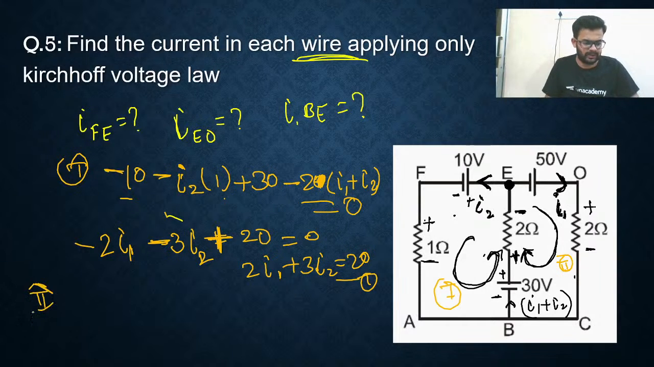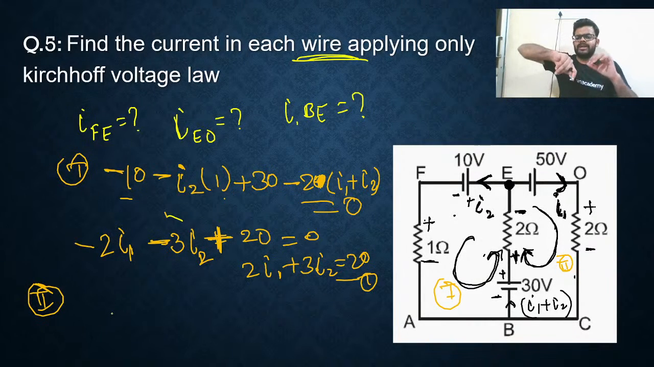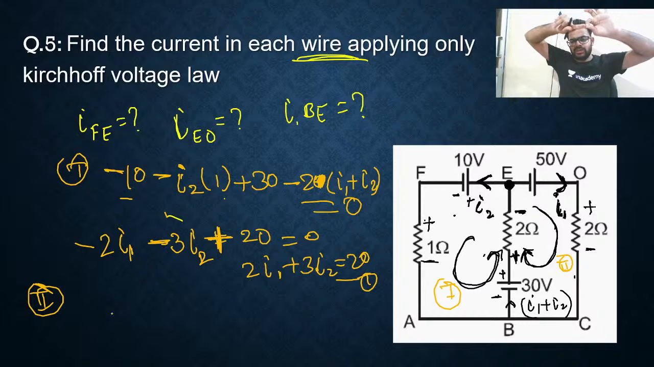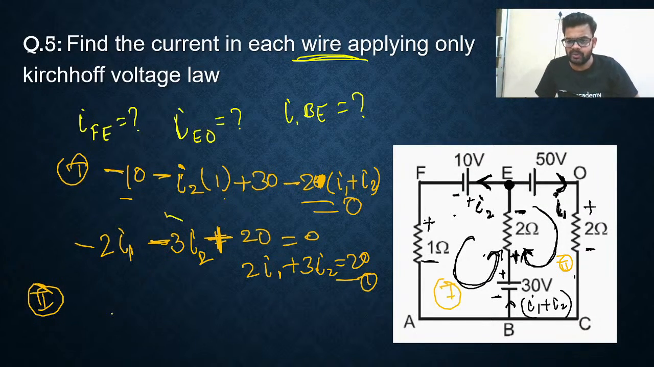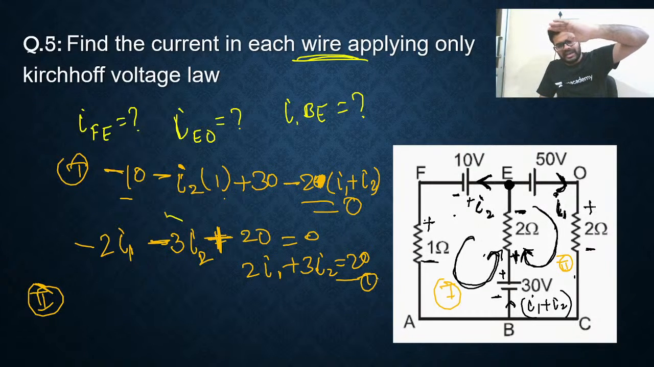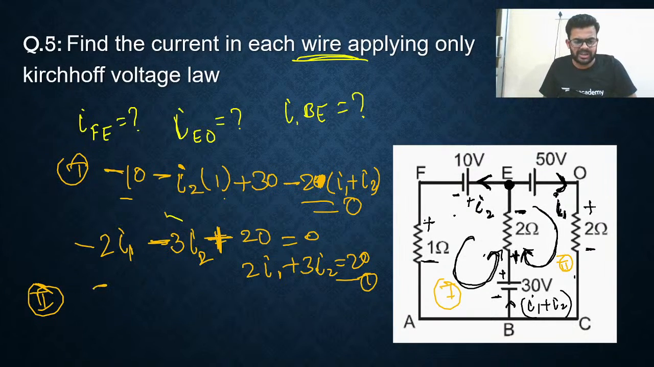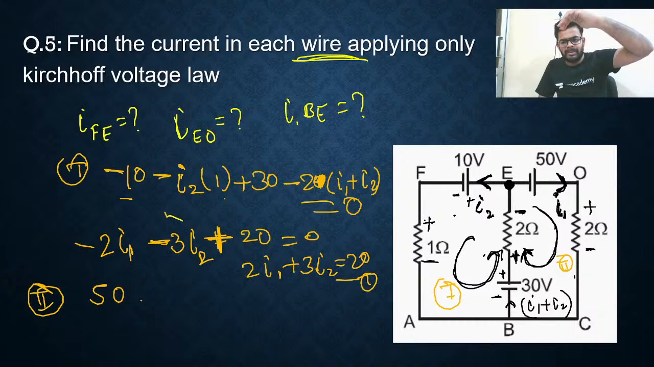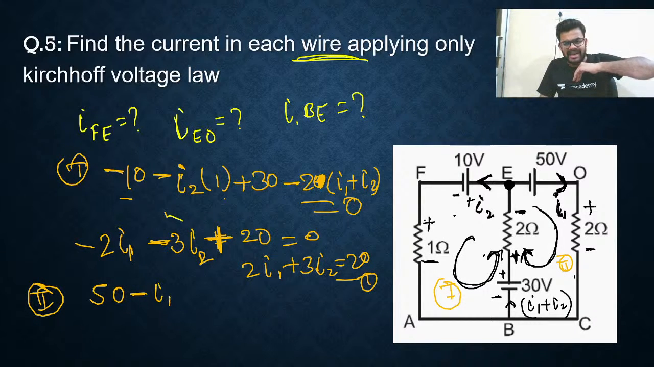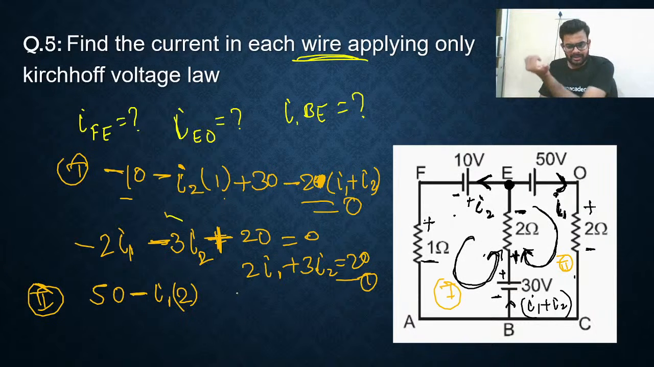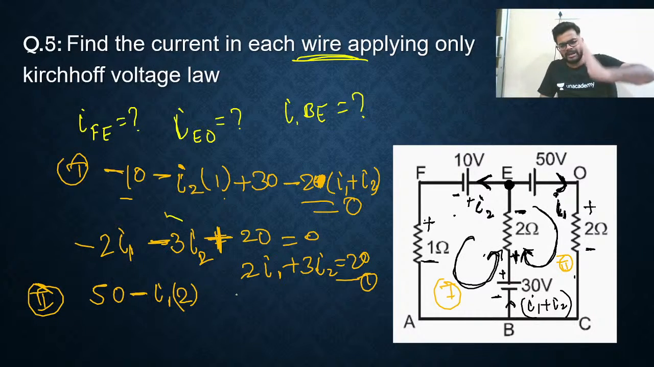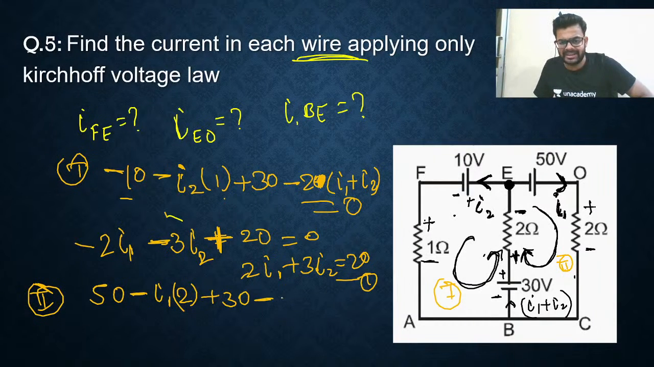Now observe the second loop. So start from point E. From E you are starting in the direction of current. First the small plate is negative and the second plate is positive, so plus 50 you will write. Now come here, the second is a negative sign, so minus I1 into 2. Now this is the middle branch. Here you will write plus 30 volt because the second plate is positive. And now minus 2 into I, here you will write I1 plus I2. That's all, is equal to 0.